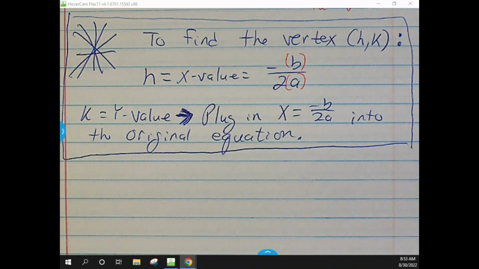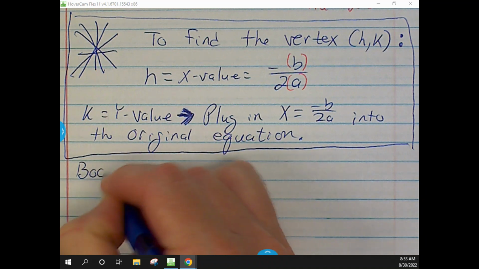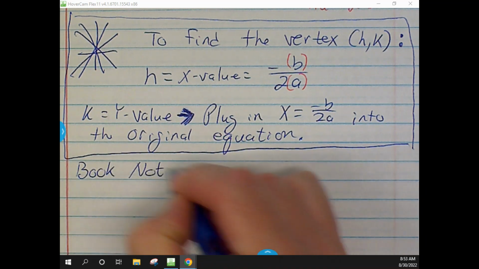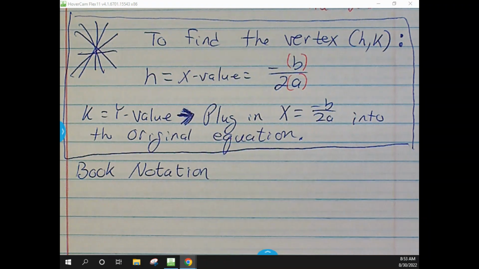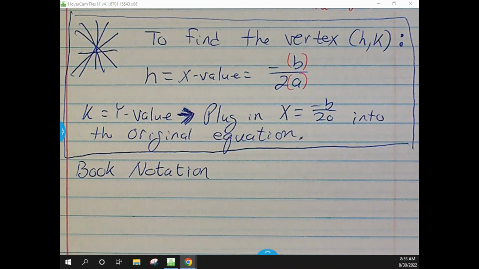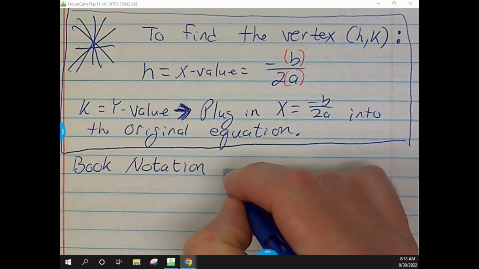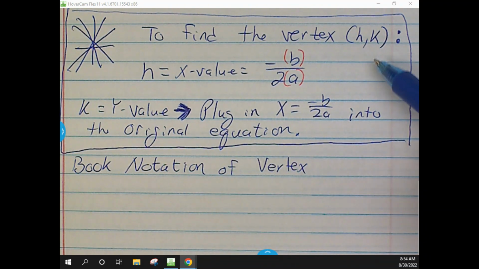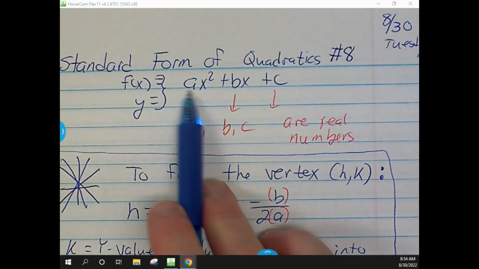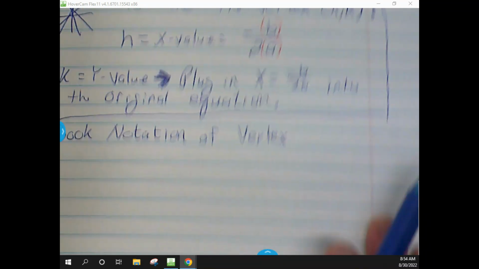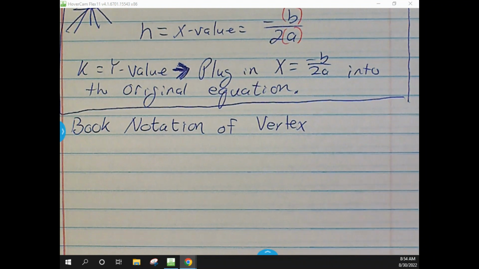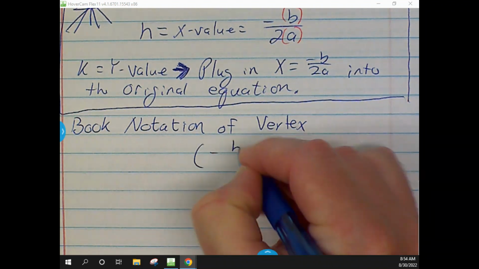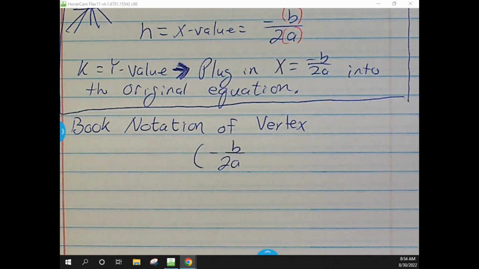All right, now for the book notation, because that's what we're doing. When you're doing this through any book, for the vertex, they're not just going to use h and k. H and k is easy if we've got it in vertex form, where you can just pull the numbers out. Anytime we're in standard form, the notation they use for the vertex is still going to have the negative b over 2a. That part's going to be the same.